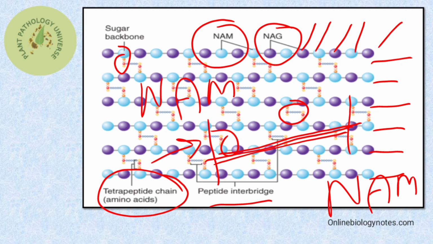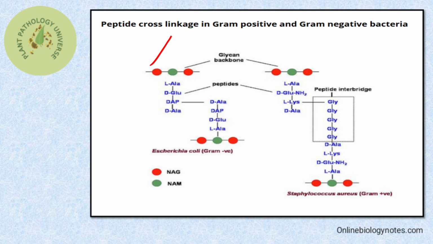Now this tetrapeptide chain consists of 4 amino acids, and this peptide interbridge also consists of different amino acids that we will discuss in the next slide, right? So here you can see these are your NAM-NAG units. This is the tetrapeptide chain that is attached to the NAM unit. Here you can see the tetrapeptide chain includes L-alanine, D-glutamine, D-aminopimelic acid, and D-alanine. Similarly, the second NAM will consist of a similar tetrapeptide chain: L-alanine, D-glutamine, D-aminopimelic acid, and D-alanine.